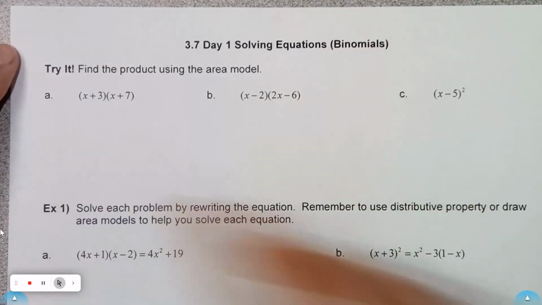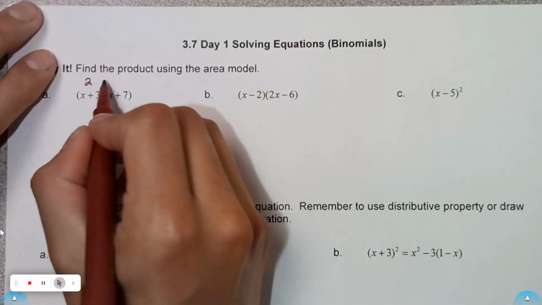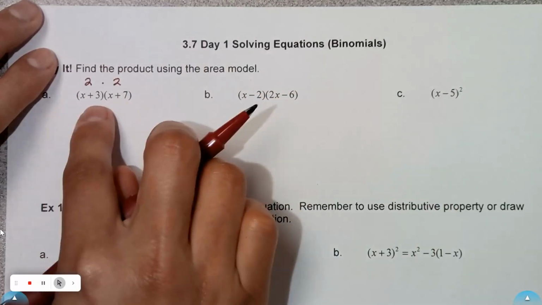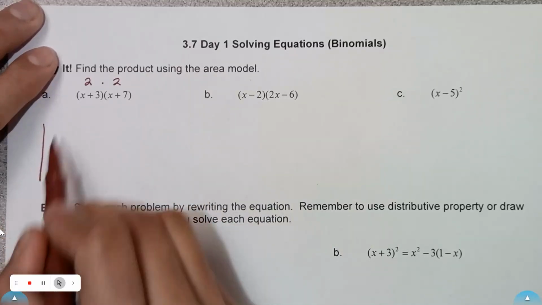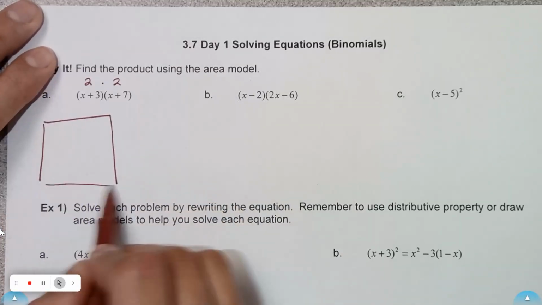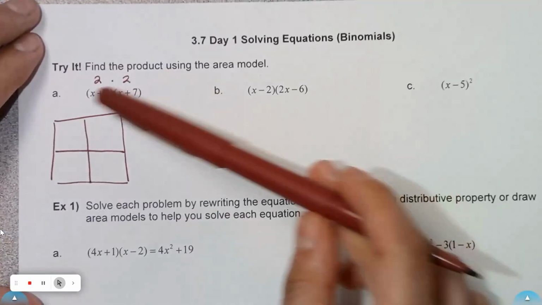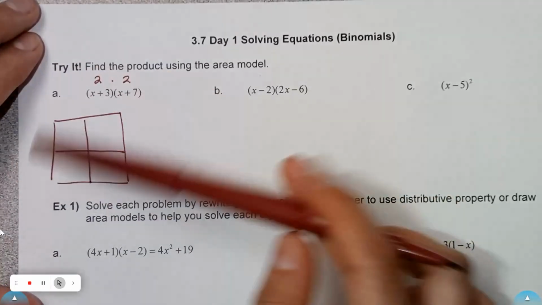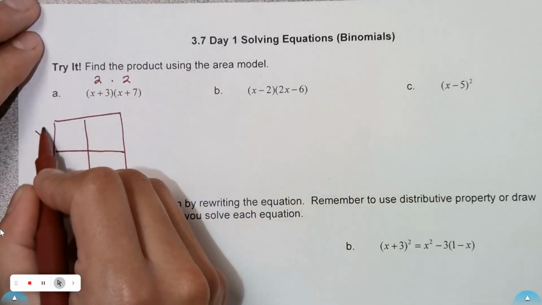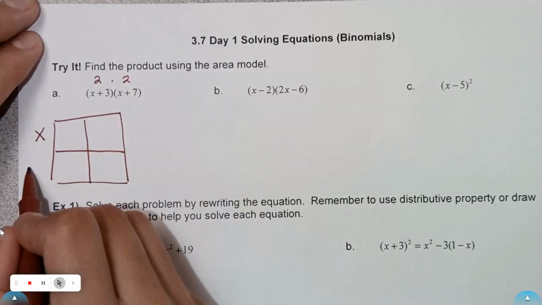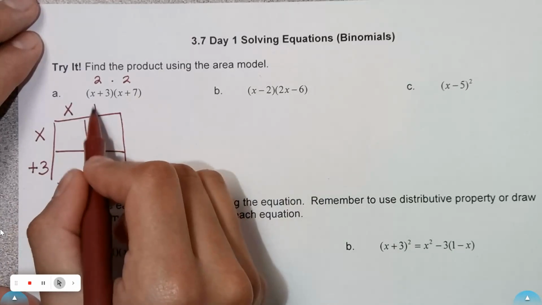So for the first one, this is a 2 by 2 box. There are two things in here and two things in here. So when I draw my box, it's going to be a 2 by 2, so like a square. One will go on top, one will go on the side. It doesn't matter which one you pick. Whichever one I see come first, that's usually the one that I put on the side. Make sure that you put the plus or minus with the second number, and then we'll put the other one on the top.